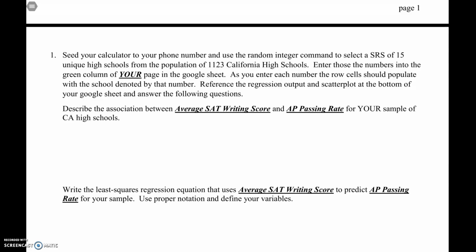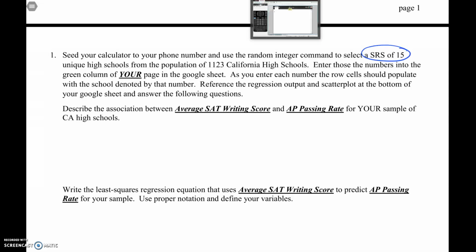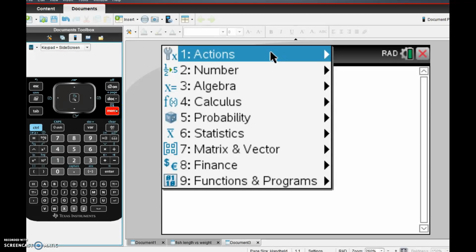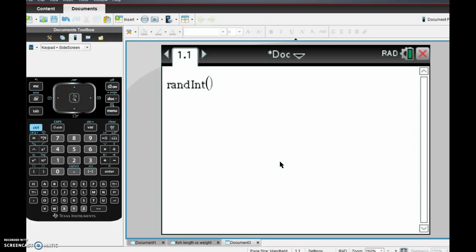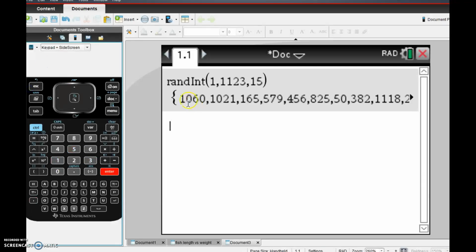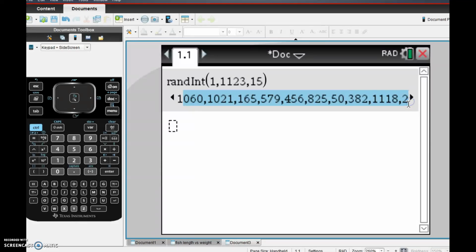So we did this in class. It's not going to have the same effect as doing it in a video, but I am going to just perform it. I'm going to take a simple random sample of 15 schools. I've already kind of done it, but probability, random integer. I want to generate random integers between 1 and 1,123, and I want to generate 15 of them. Now, if there are any repeats in this list, we'd have to generate an extra one and throw out the repeat. So what we want to do is we want to copy these numbers onto our spreadsheet.